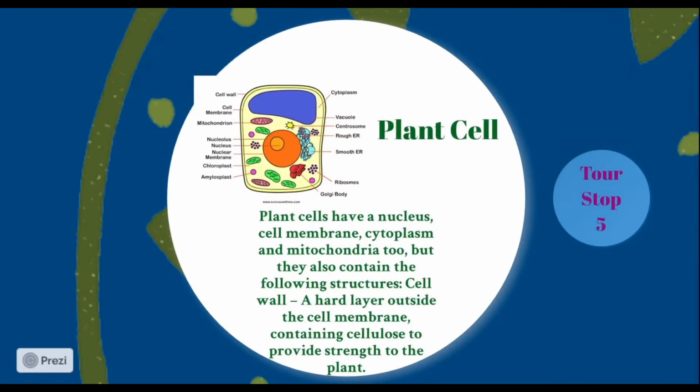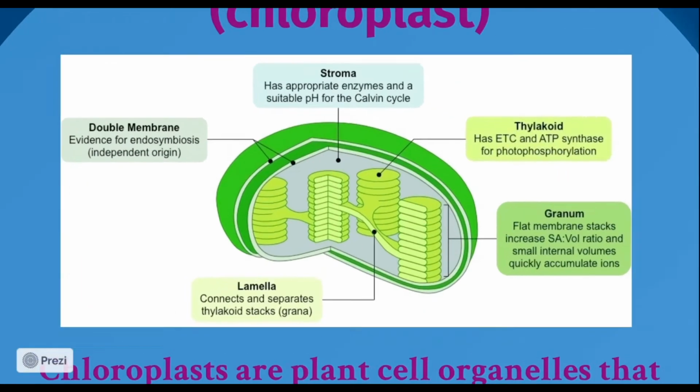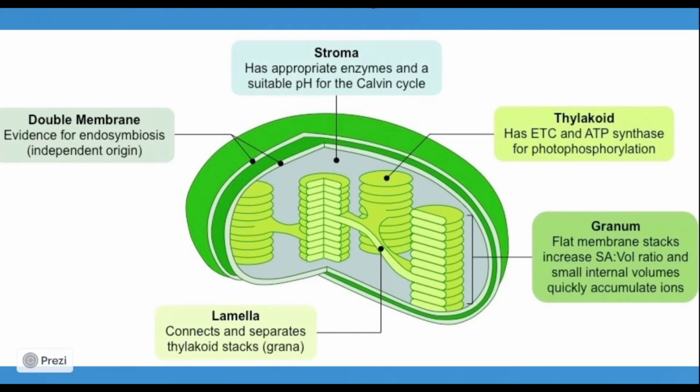And so for tour stop 5, we have the chloroplasts. Chloroplasts are the plant cell organelles that convert light energy into stable chemical energy via the photosynthesis process. By doing so, they sustain life on Earth. Chloroplasts also provide diverse metabolic activities for plant cells, including the synthesis of fatty acids, membrane lipids, isoprenoids, tetrapyrroles, starch, and hormones. And right here, I just have a picture, and it labels each part of the chloroplast and its function.